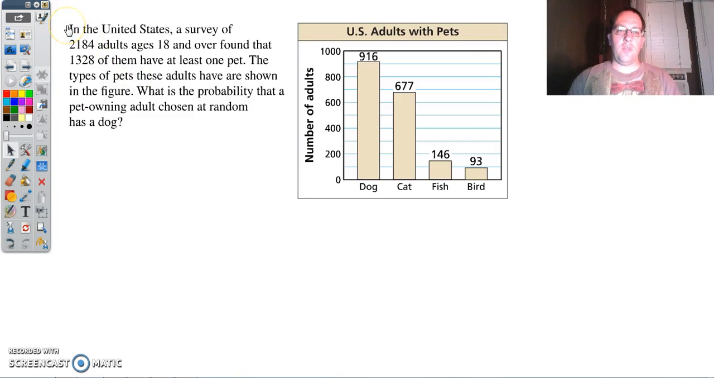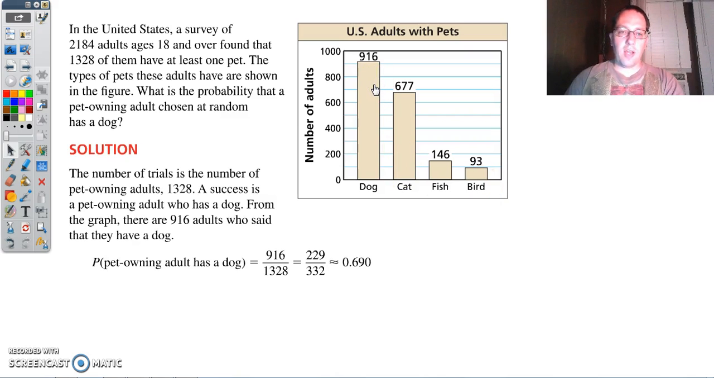Here we have a survey done in the United States. They surveyed 2,184 adults over the age of 18, and they found out that 1,328 of them have at least one pet. Here's the types of pets that they said that they had. What is the probability that of the pet-owning adults chosen at random, they will have a dog? Okay. Now, we got lots of information here, but we are only looking at the adults who have pets, right? And so we're just looking at the 1,328 of them. So, of that many adults, how many of them have a dog?